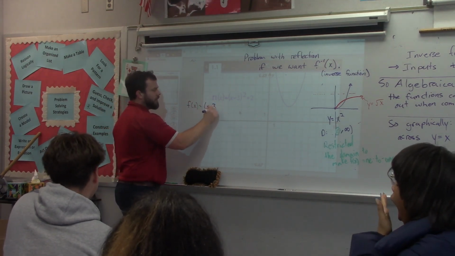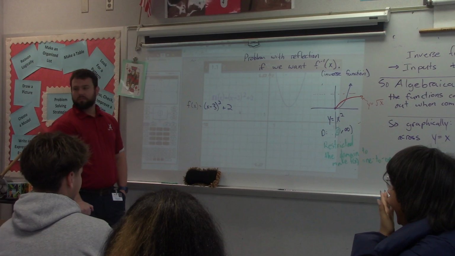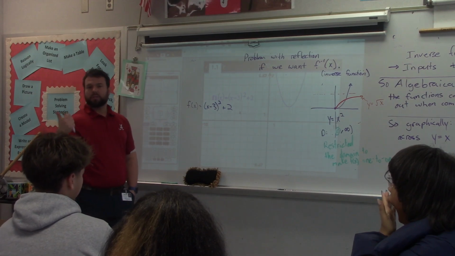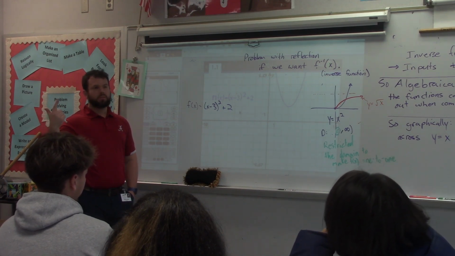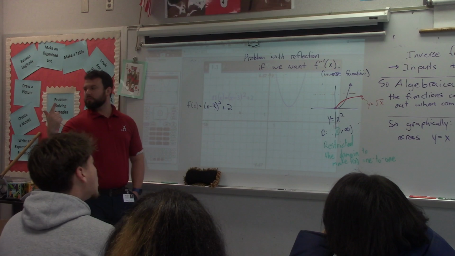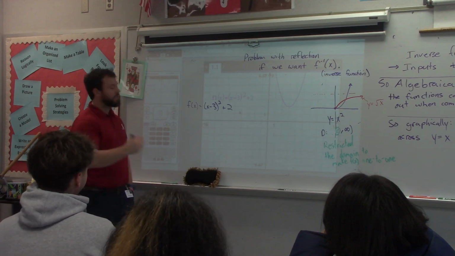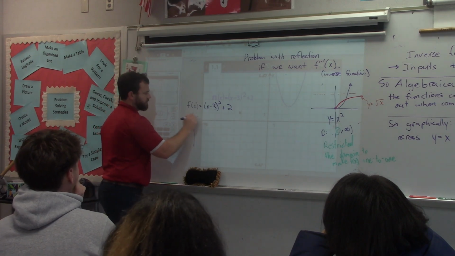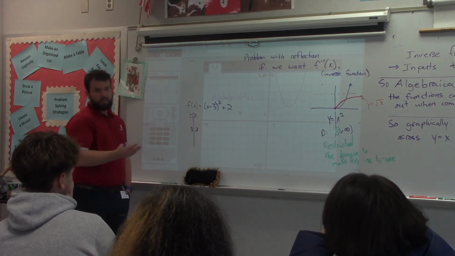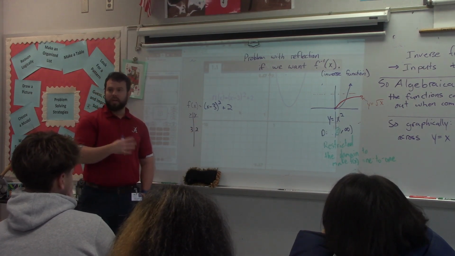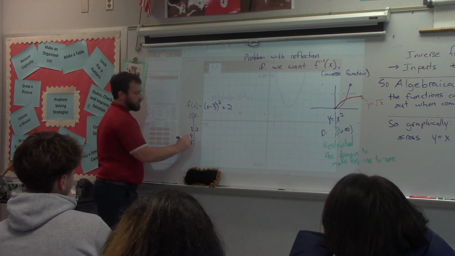What do you know about this function, even if you weren't given the graph? It's concave up. It's quadratic. What else do we know? The y-intercept is not 2. The vertex is 3, 2. And notice I'm going to make a quick table to help me get the rest of this, right? Notice I put the vertex kind of in the middle here.